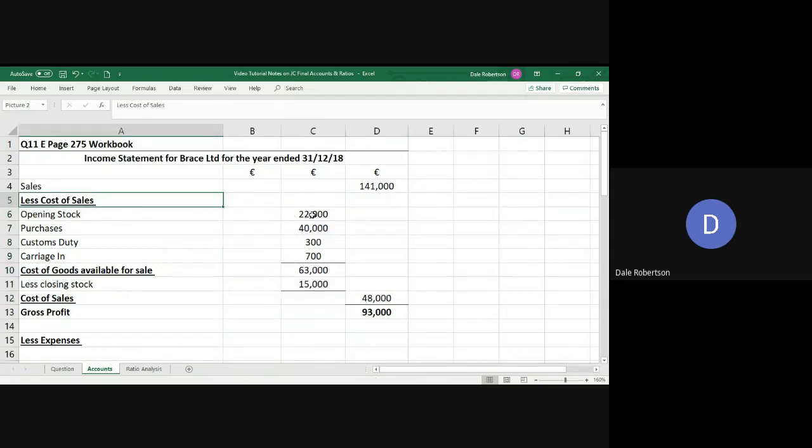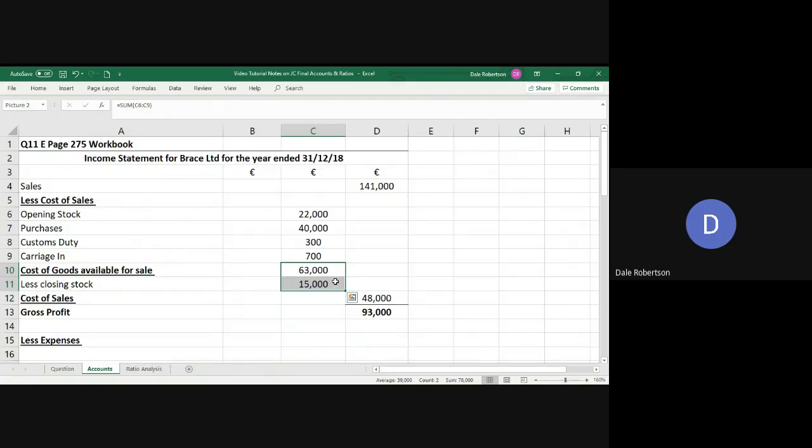Well, that is your opening stock from the question, how much we had at the start of the year, adding on how much stuff we bought during the year, which is our purchases, adding on the fact that we must have imported some of it, so we had to pay customs duty, and we had to get some of it delivered, so we had to pay carriage in. All of that totals to €63,000. You add up those 4 numbers. Then you take away the closing stock, which is in the adjustments outside of the trial balance in the question, and we're told it's 15,000.